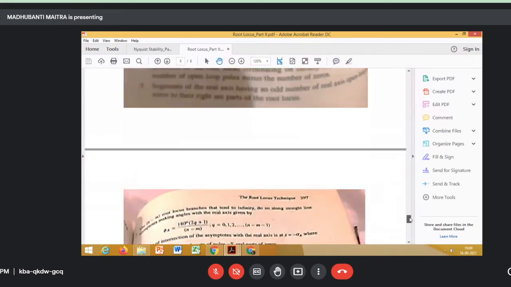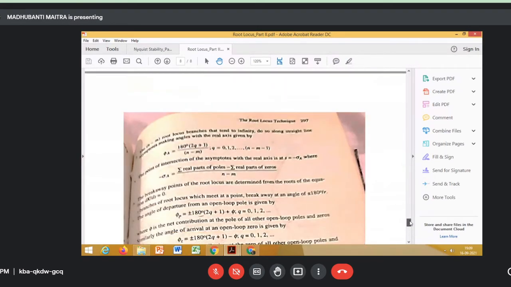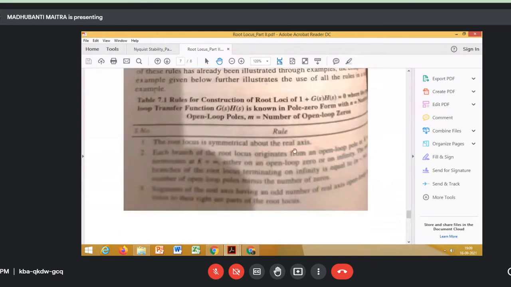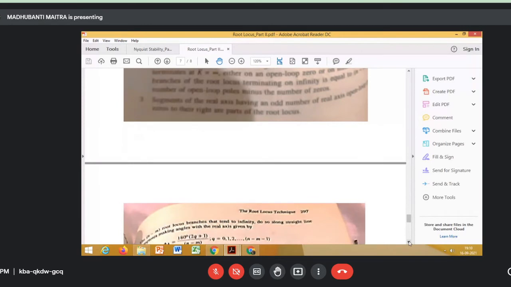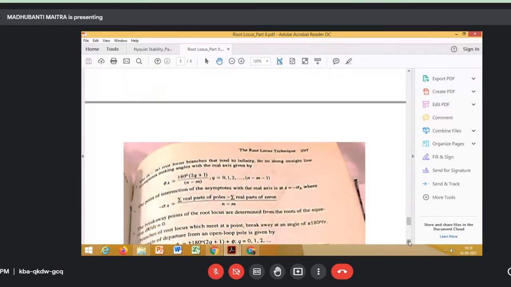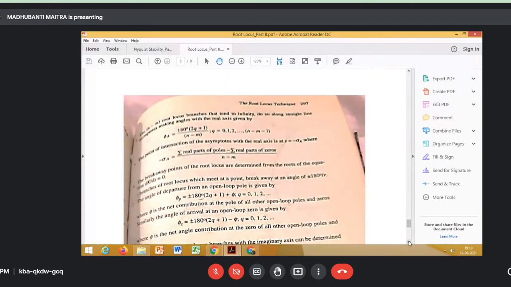So these are the rules given in a tabular form. We'll have to apply these rules, and accordingly we'll have to sketch the approximate root locus.